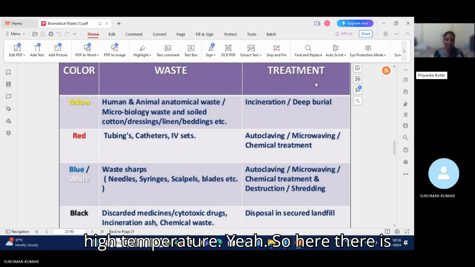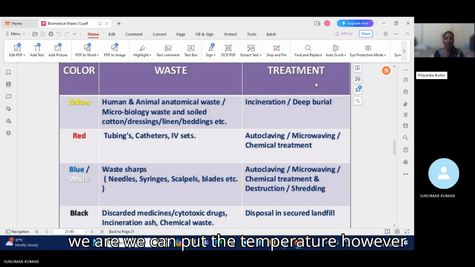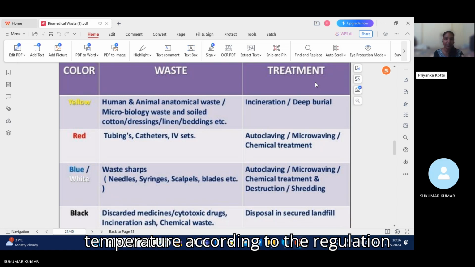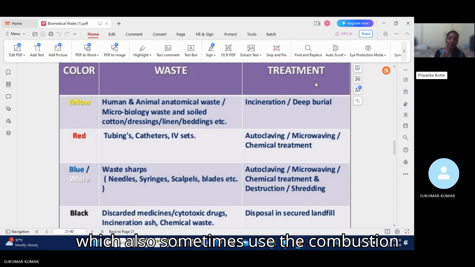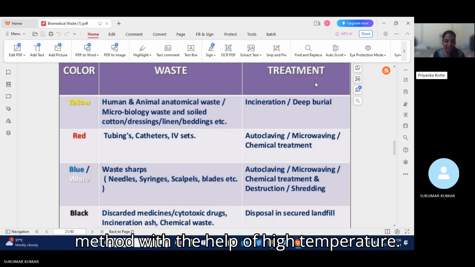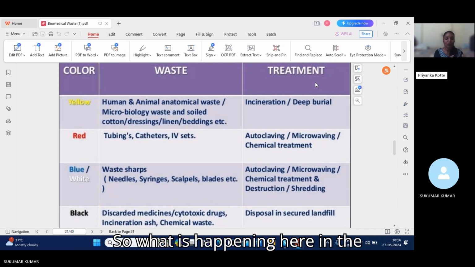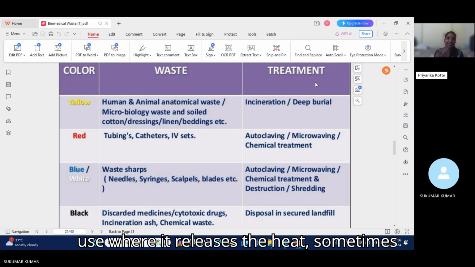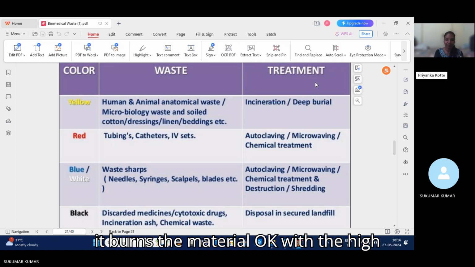Here there is high heat, but it's not like we can put the temperature however we want. There's a specific high temperature given in the regulation that we need to follow, and which sometimes also uses the combustion method with the help of high temperature. So what is happening in microwaving? A simple way to tell: we use a microwave at home to prepare baking things. It releases heat, and sometimes it burns the material with the high temperature.